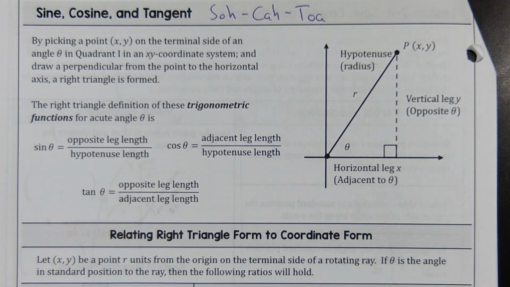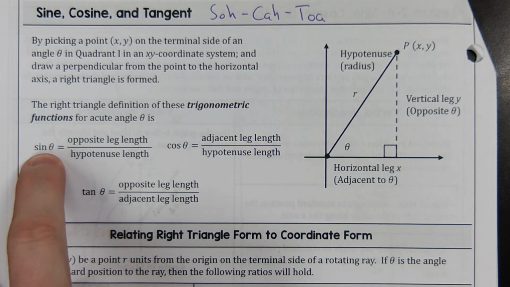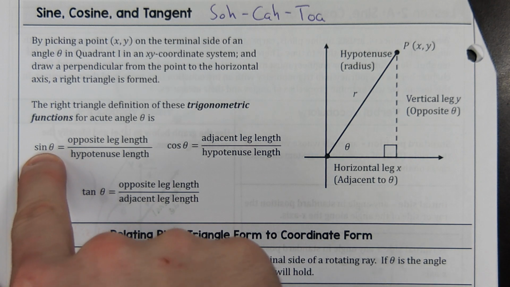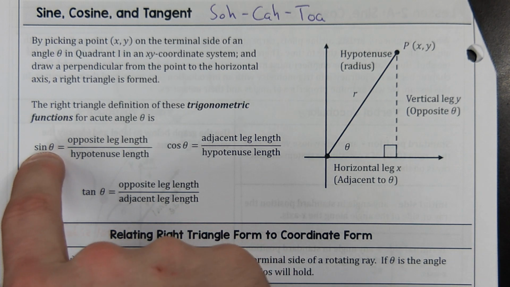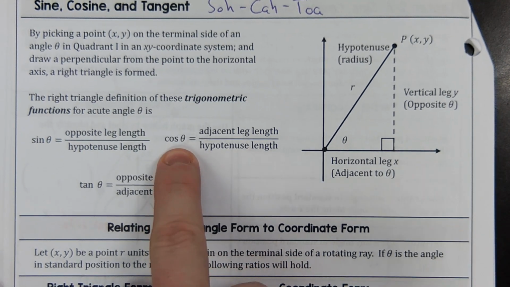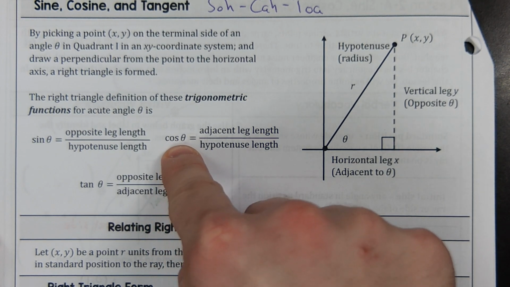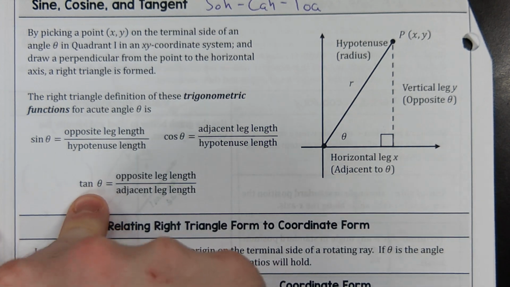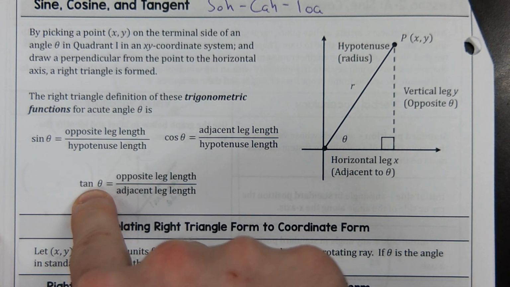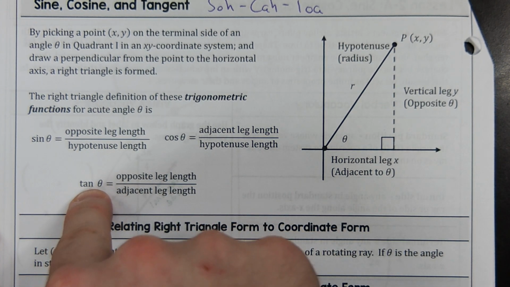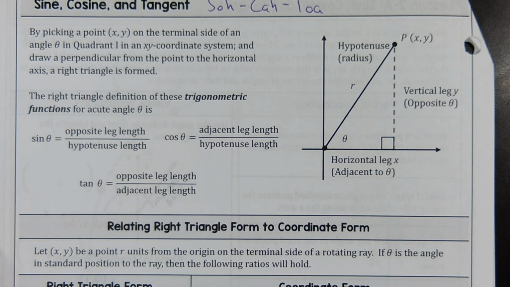build the fraction. Sine of theta says, stand at an angle and make a ratio, the opposite length divided by the hypotenuse length. Cosine of an angle says, stand at this angle, make a ratio, the adjacent length divided by the hypotenuse. And tangent of an angle says, stand at an angle, make a ratio, the opposite length divided by the adjacent length. Okay? Okay.